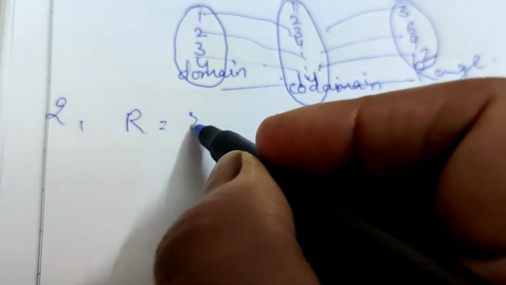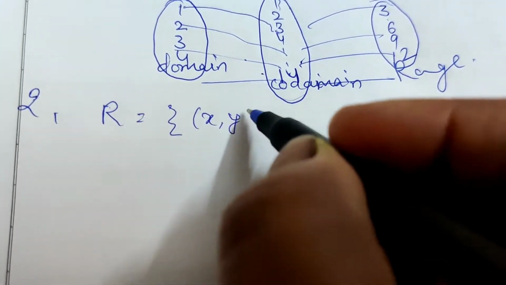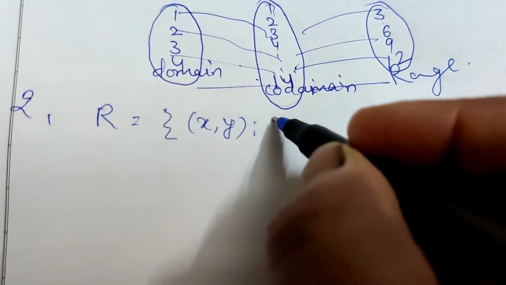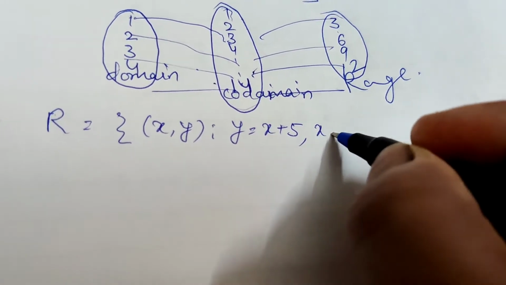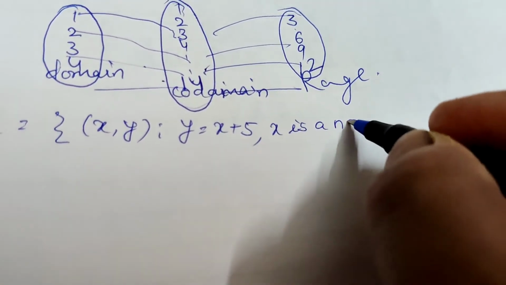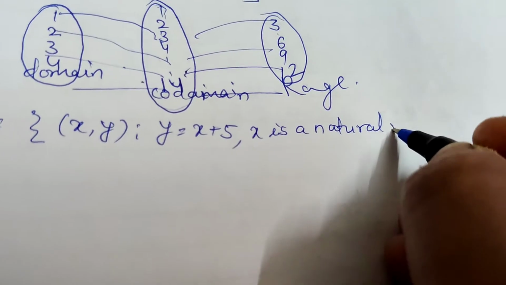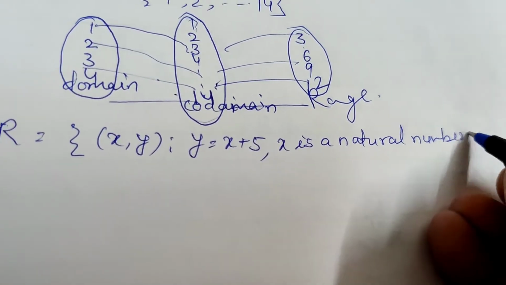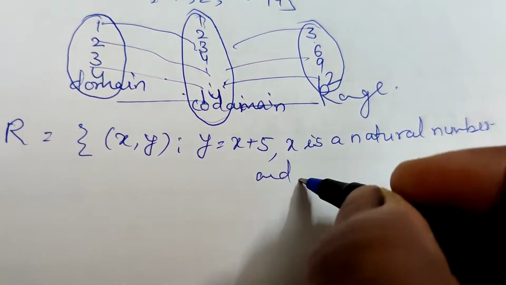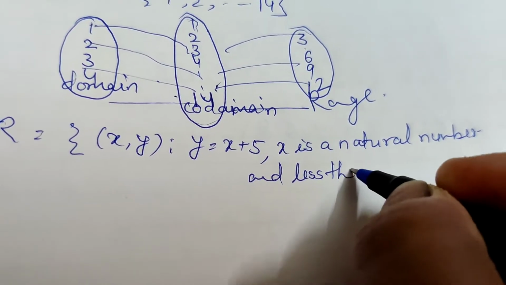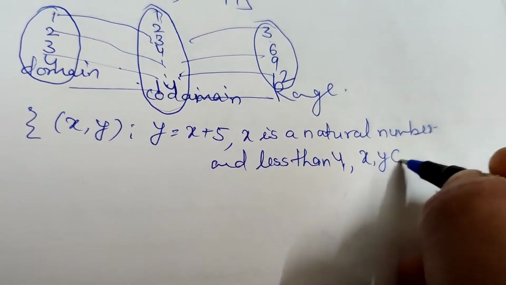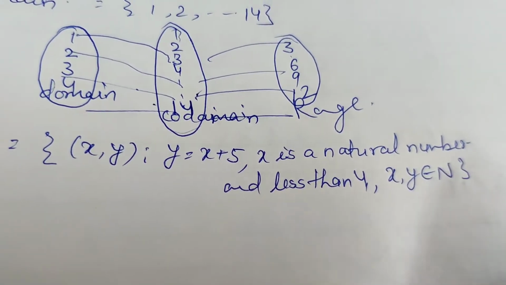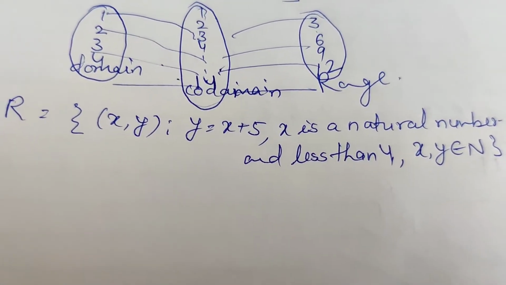Okay, the relation R written in set builder form. First, xy is related such that y equal to x plus 5 and x is a natural number less than 4, and such that x, y both belong to natural numbers. This is a relation. Okay.